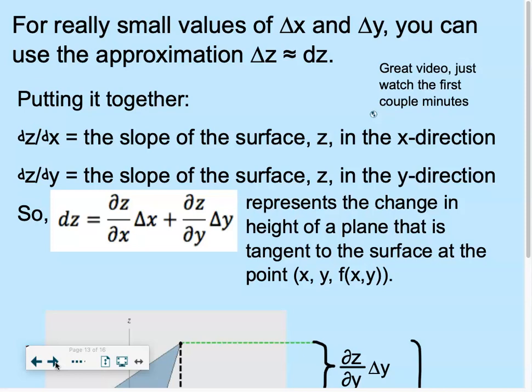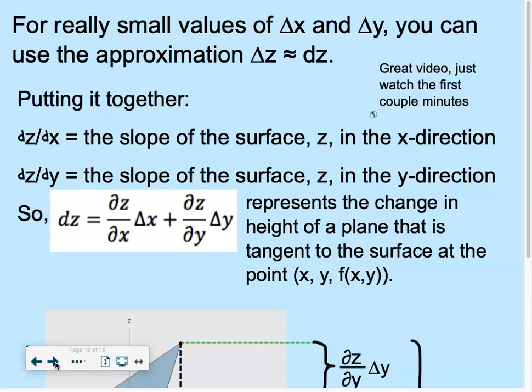Okay. So for really small values of delta x and delta y, you can use the approximation delta z is approximately dz. So we're doing the same thing as we just did, but with multiple variables.